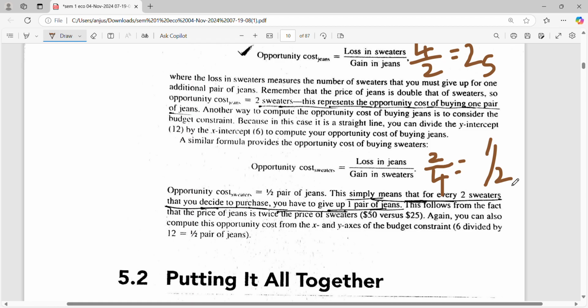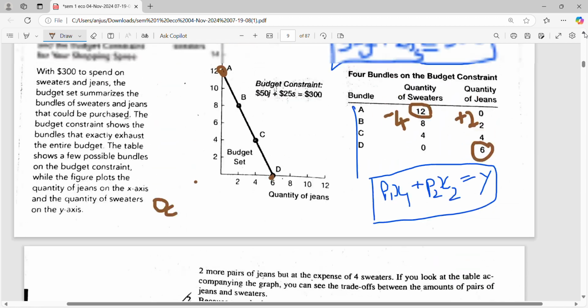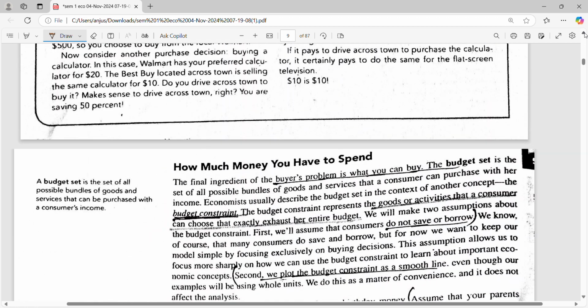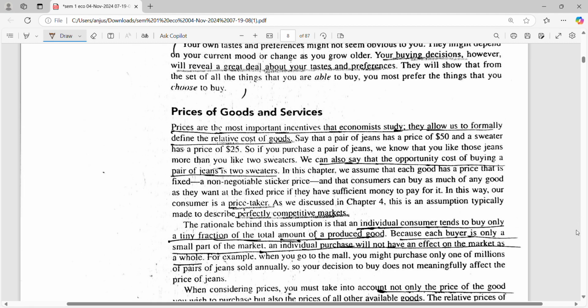So that graph part is completed. Let's now move back to the price of goods and services and how much money you have to spend. We have discussed how much money you have to spend, that is the budget set and budget constraint, the trade-off, opportunity cost and all. So next, what is left is the price of goods and services.